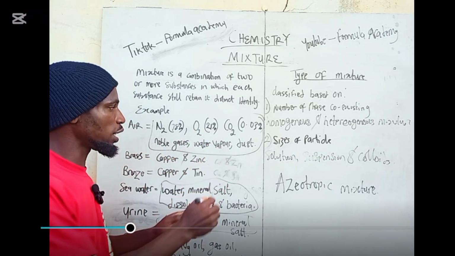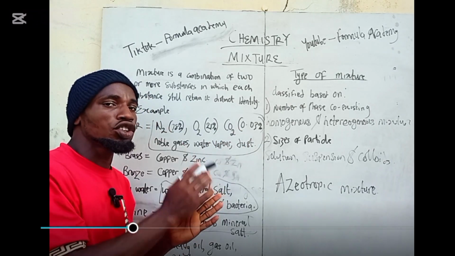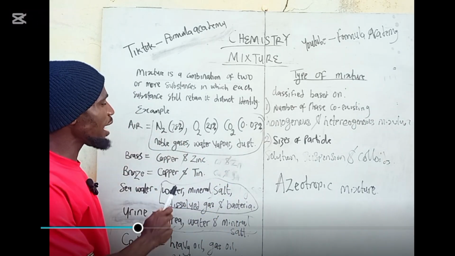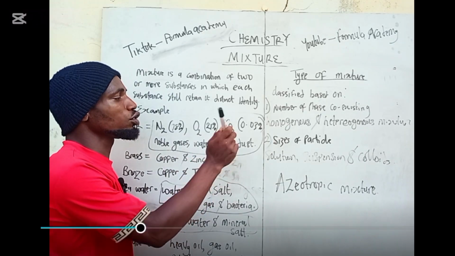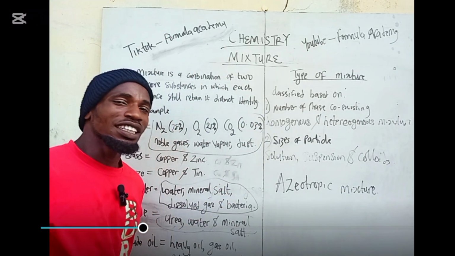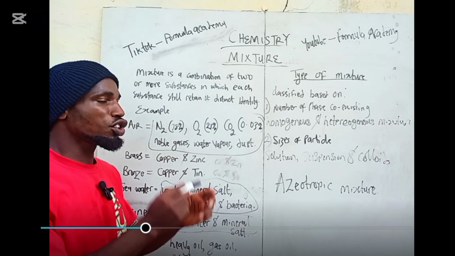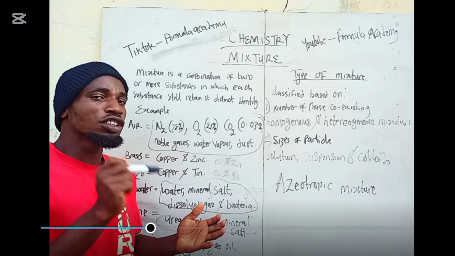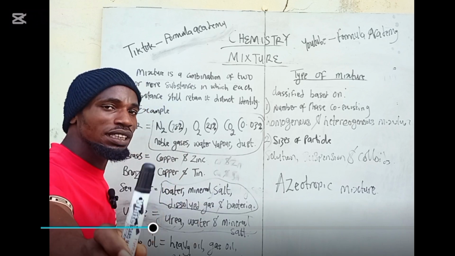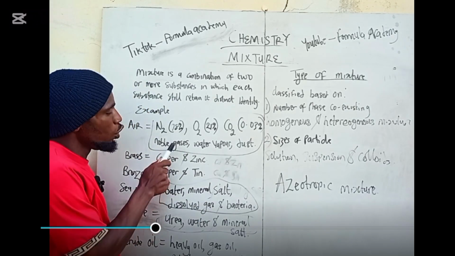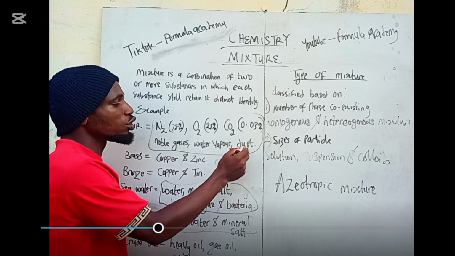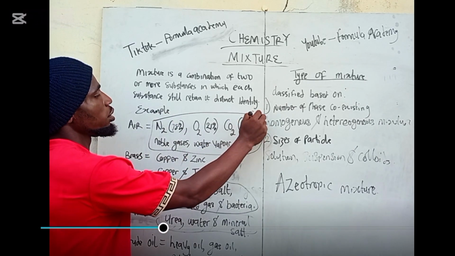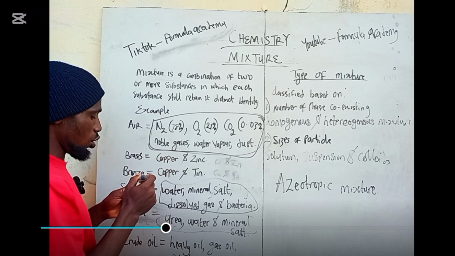Then we have carbon dioxide, which is CO2, which is 0.03% in air. So when you add 78 plus 21 plus 0.03, you have 99.03. So when you subtract that 99.03 from 100, you will have 0.97. So that 0.97 is the percentage of noble gases, water vapor, and dust in air. So these are the constituents of air in a mixture.